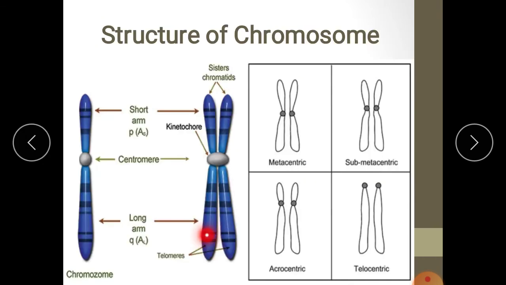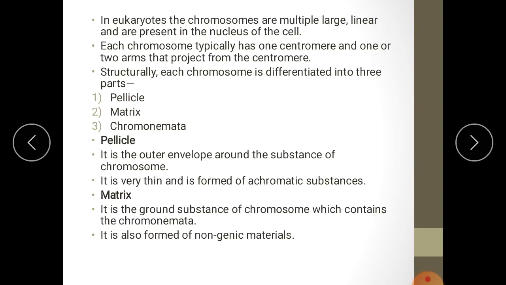So around this one, pellicle is there, a thin pellicle. It is made up of non-chromatin material. It is very thin and formed of achromatic substances. Next, matrix. Matrix is the ground substance of the chromosome, which contains the chromonemata. It is also formed of non-genetic materials.